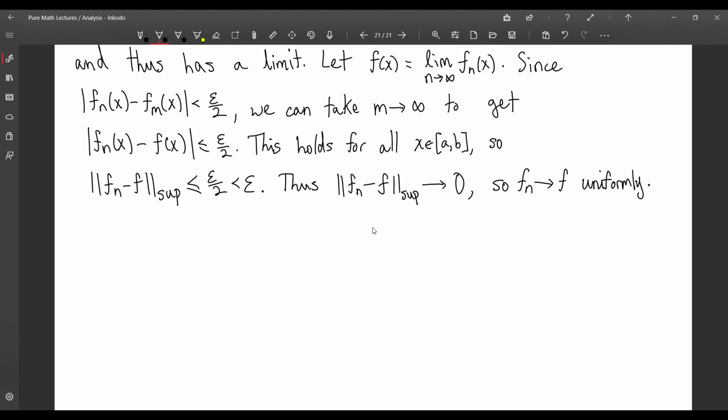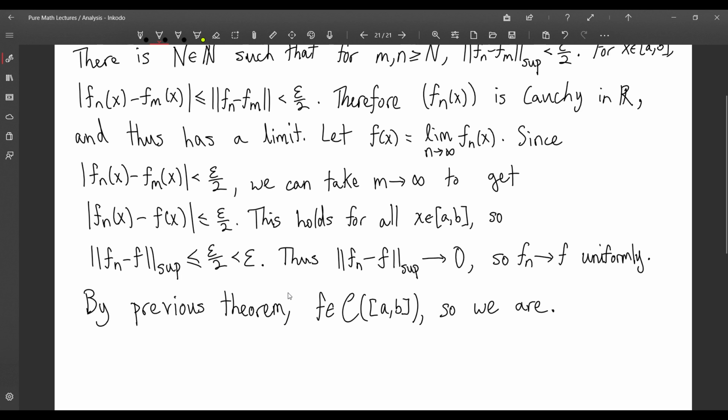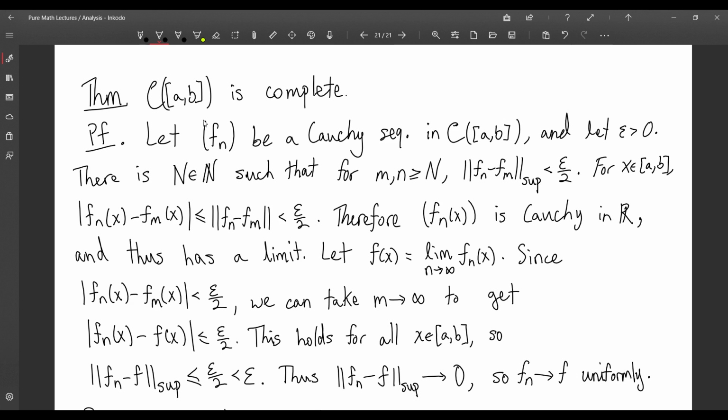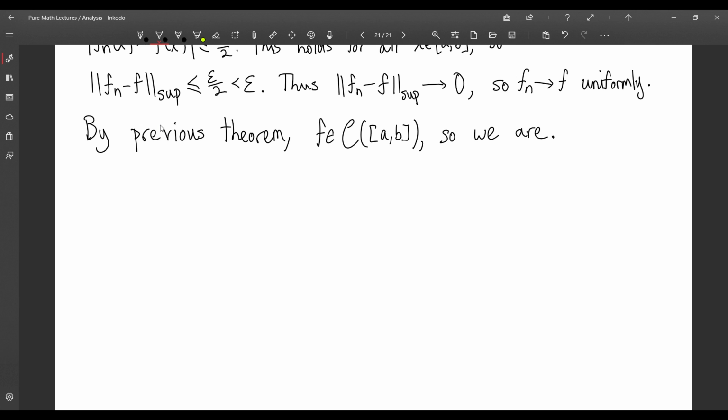In the previous theorem, though, we showed that if the f sub n are continuous, then f is also continuous. So by previous theorem, f is in C of AB. So we are done, right? We have shown that there is a continuous function that f sub n converges to, and therefore C of AB is complete. And that concludes the lecture.